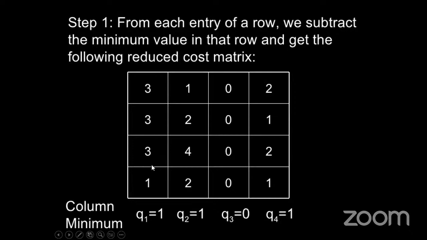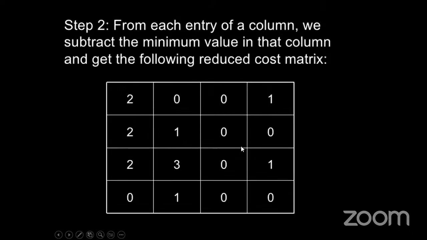Column wise, the least value in the first column is 1, the second is also 1, the third is 0, the fourth is 1. If this minimum value is subtracted column wise, the new matrix will be 2, 2, 2, 0. Column wise, I am telling you. Again 0, 1, 3, 1, your zeros only, and the fourth column is again 1, 0, 1, 0. That is your reduced matrix, what you get after two steps. From each entry of the column, we subtract the minimum value in that column and get the following reduced cost matrix. Do you got this matrix? Yes, sir.